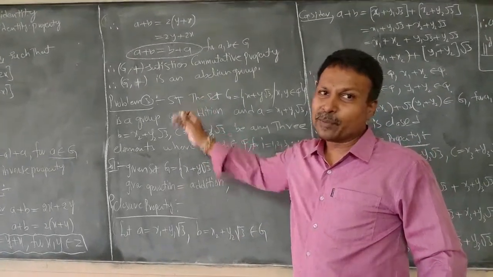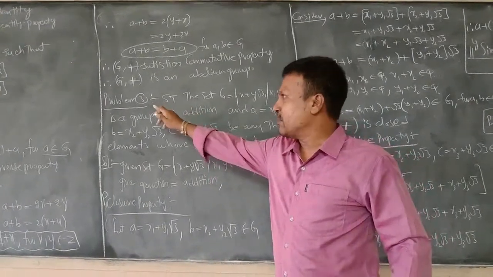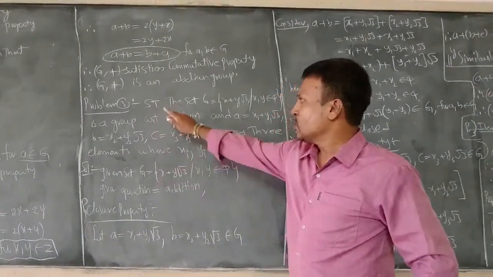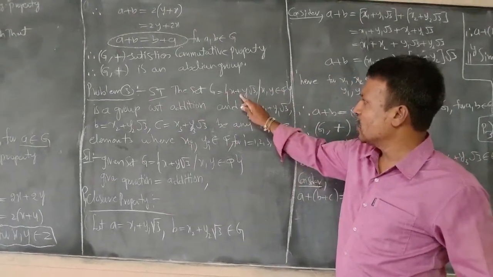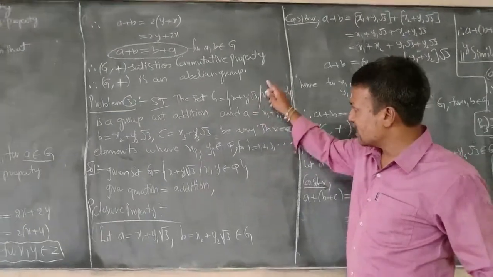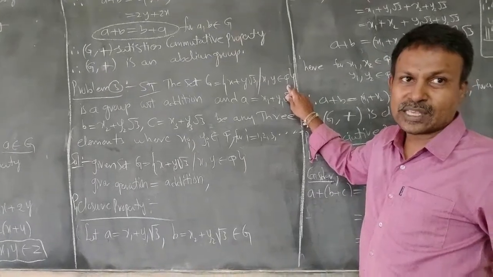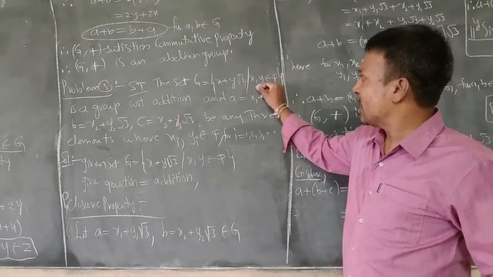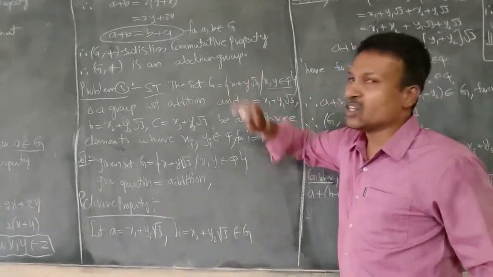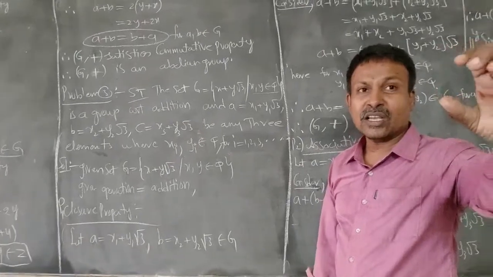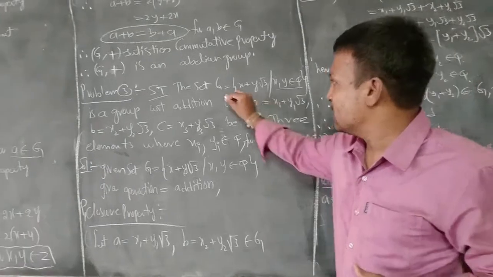Now, let us go to the third problem in this part of group theory. What is the statement in this problem 3? Show that the set G is equal to x plus y into root 3, such that x, y belongs to Q. What does Q state? Q is the set of rational numbers. For x, y belonging to Q, x plus y into root 3 will be an element in set G. That is, the elements in the set G are of the form x plus y into root 3. So, it is a given set.